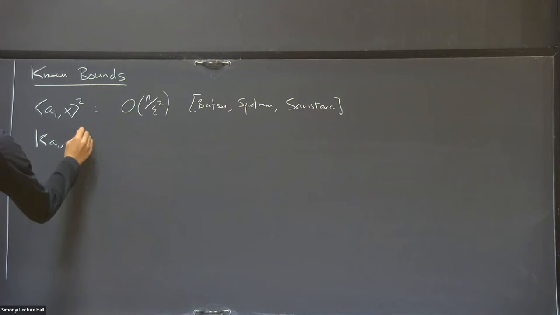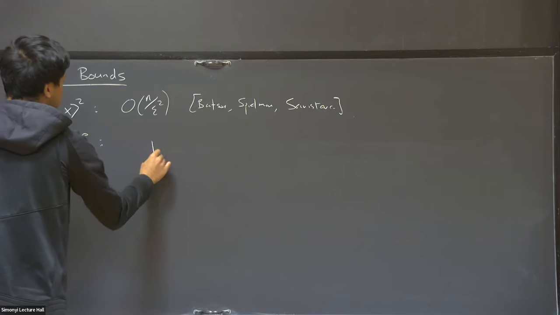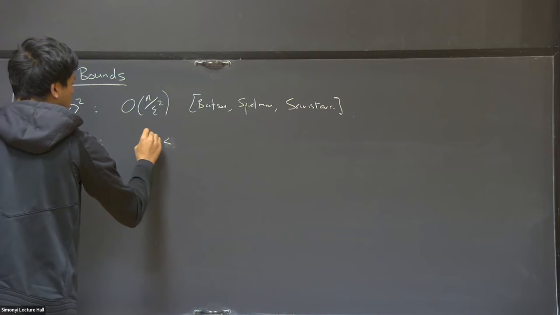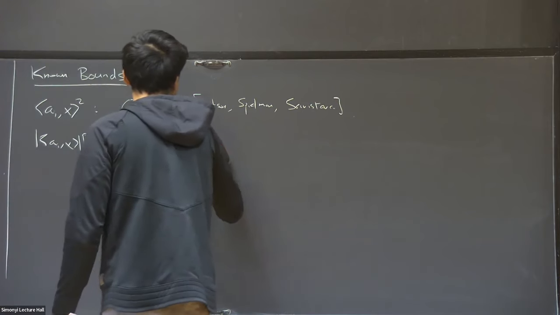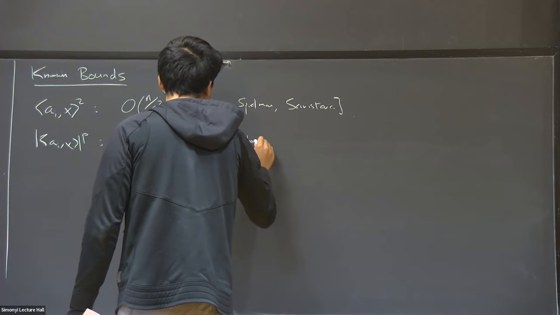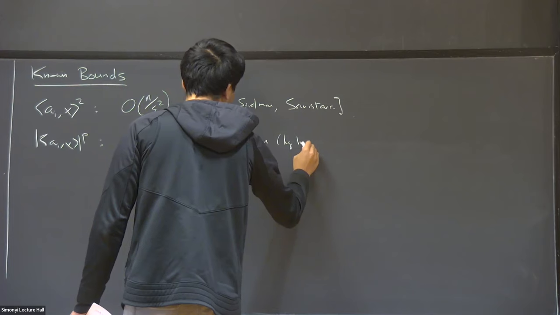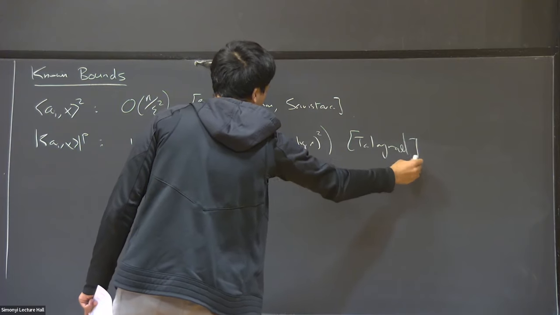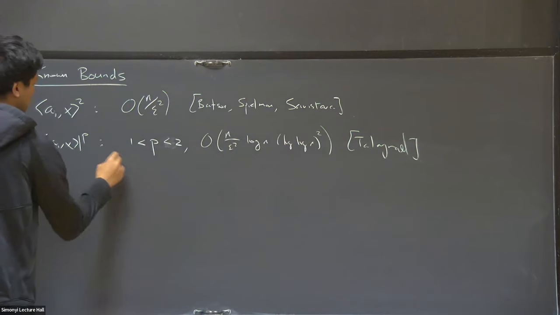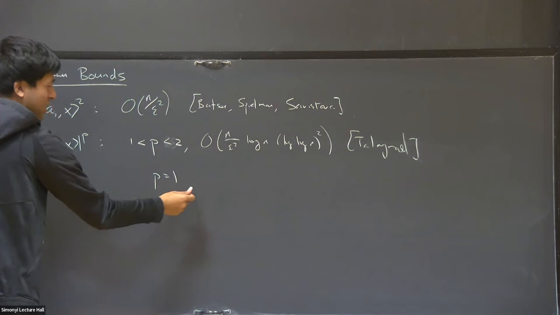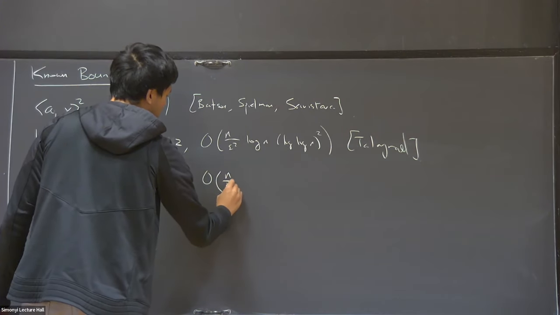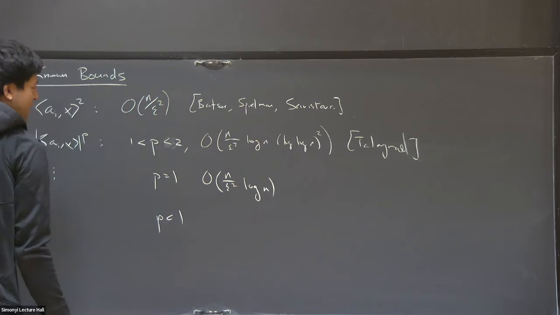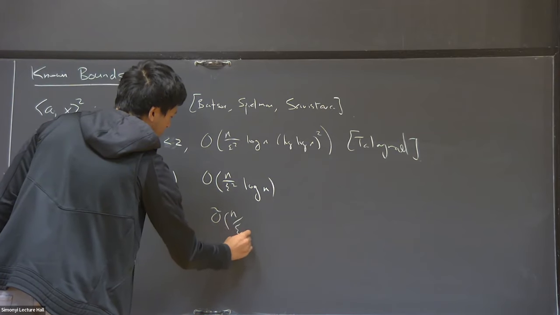Now, if it's (ai dot x) to the p, let me just write p between 1 and 2, you can get n over epsilon squared and then times some factors. This is Talagrand. For p equals 1, you can remove some of the log logs. These things don't matter so much, it's just for completeness. In fact, you can ask p less than 1, and you can still do O tilde n over epsilon squared.